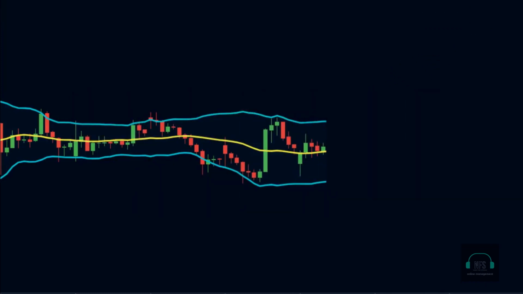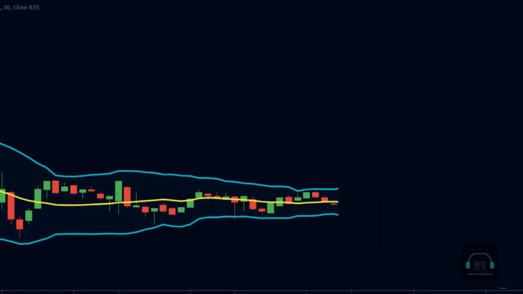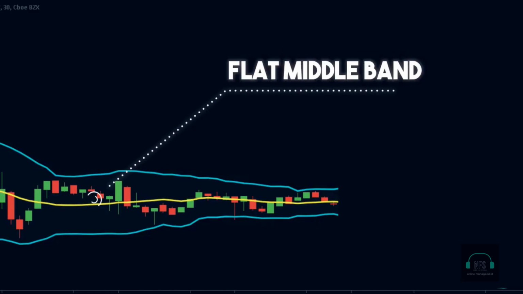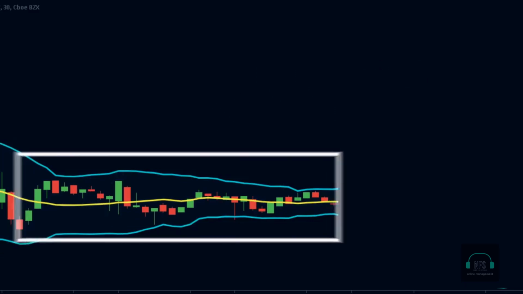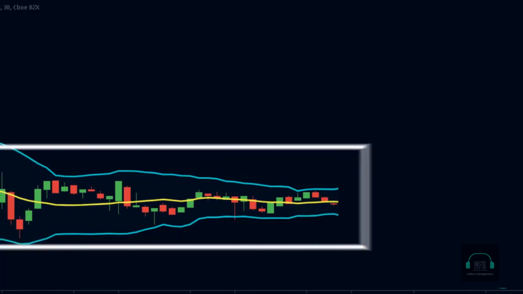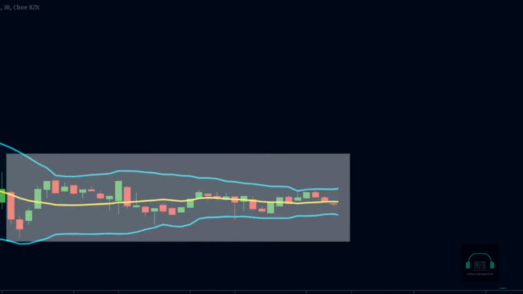For that, the first step is to find low volatility areas. Here is how a low volatility period looks. This is a 30-minute chart of the Amazon stock. Look at the middle band. It is as flat as a horizontal line. Another thing to note here is that the bands are extremely narrow. Both of these points indicate that the price is in low volatility. So, our first step is now complete. We have successfully identified a region of low volatility.